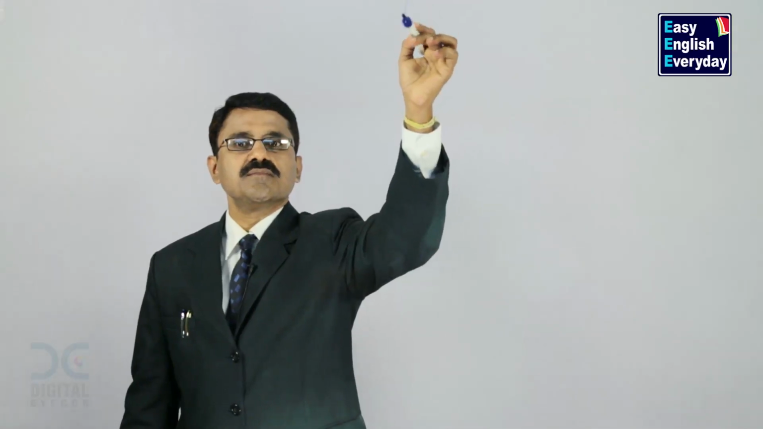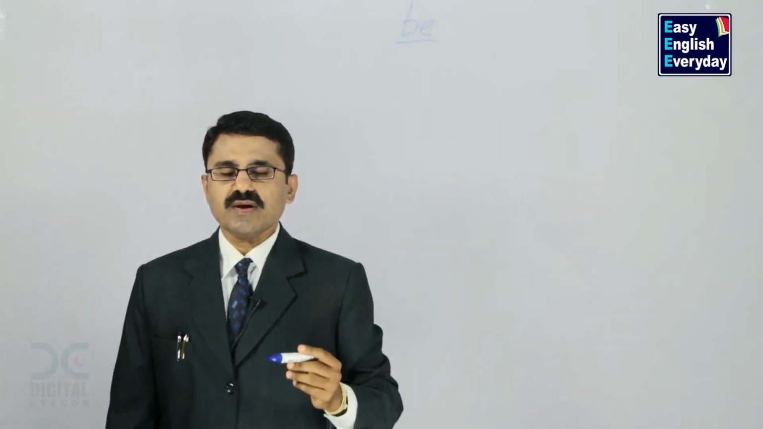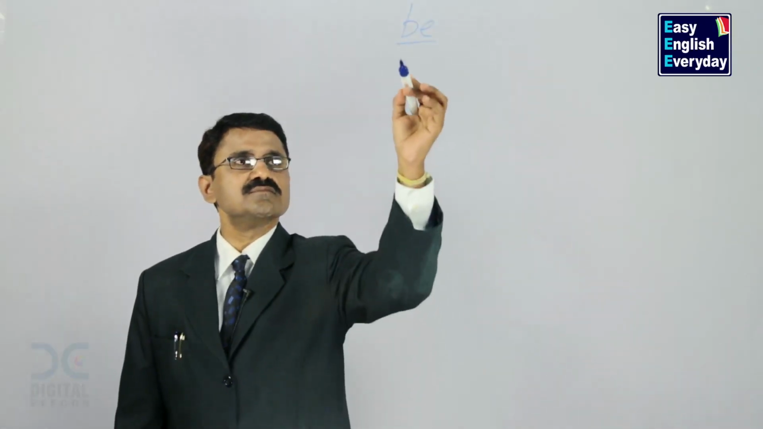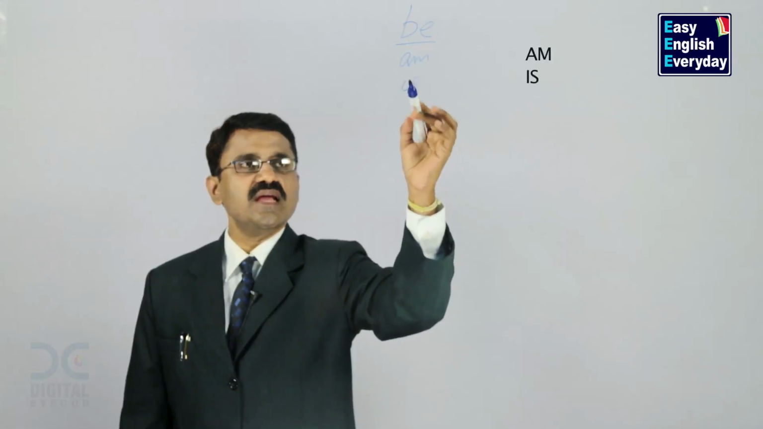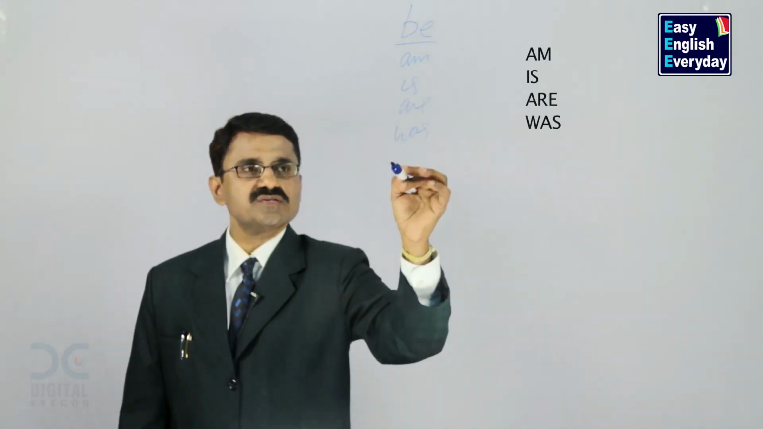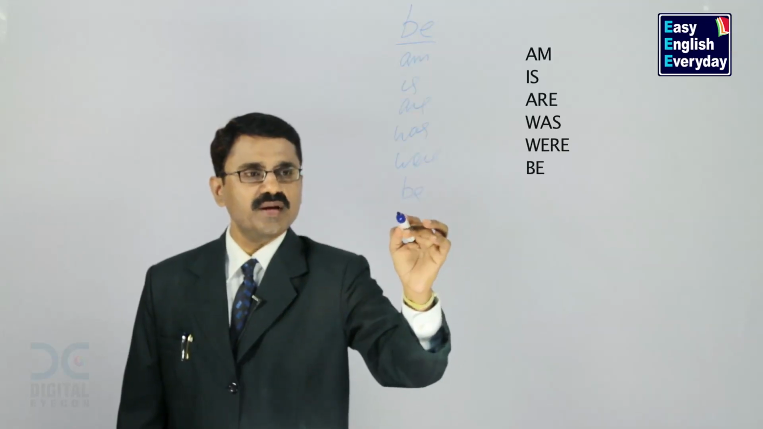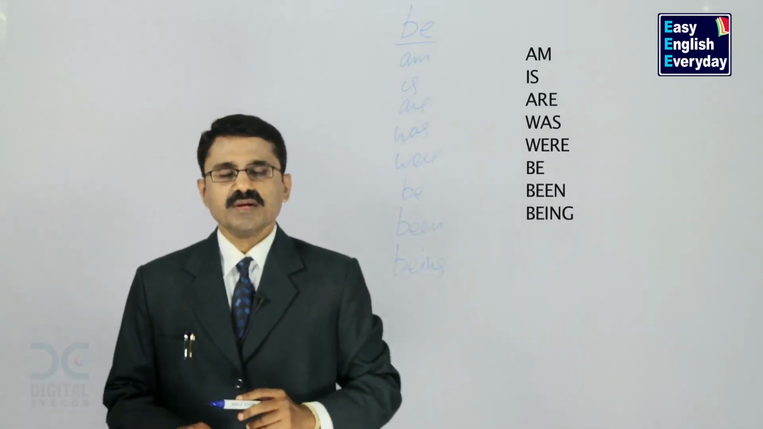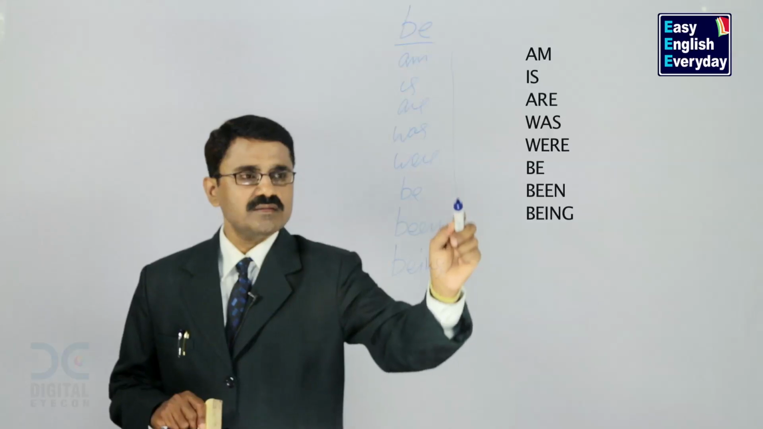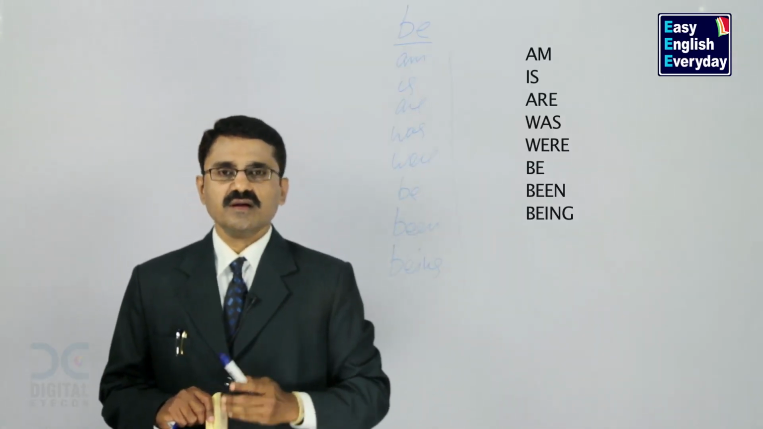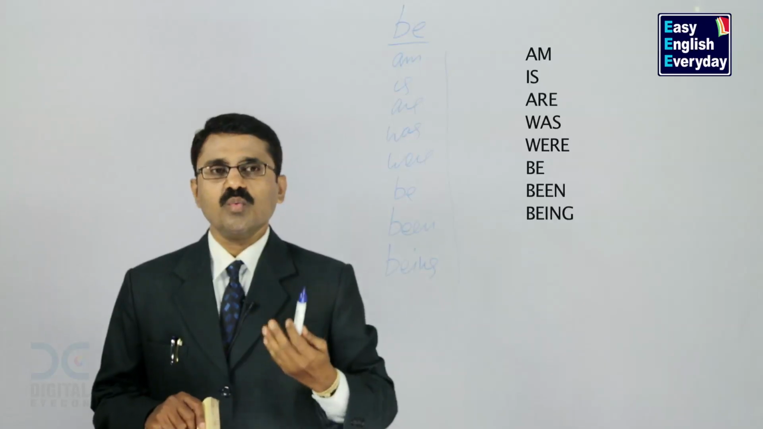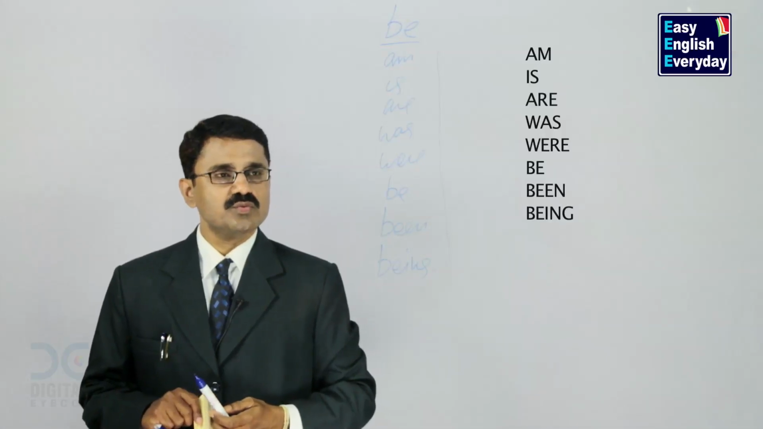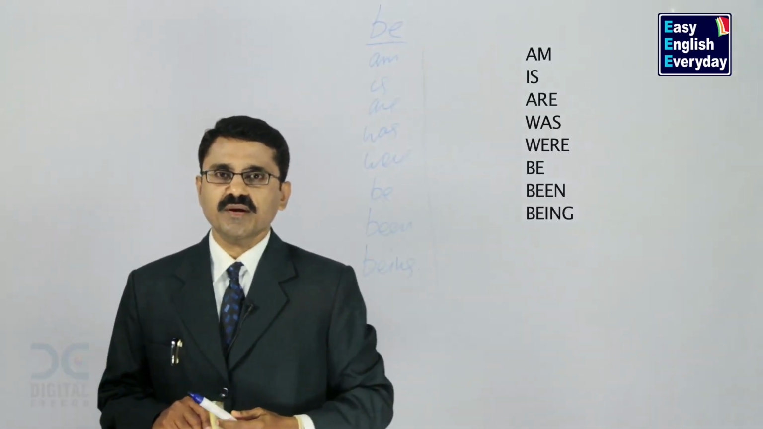Let us talk about be family. In this family, there are 8 members. It's not a very small family. Am, is, are, was, were, be, been, and being. So your job is to learn how to make sentences with these 8 members and when to use those sentences.